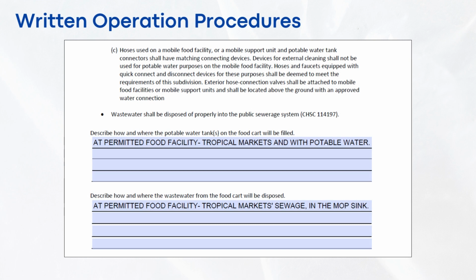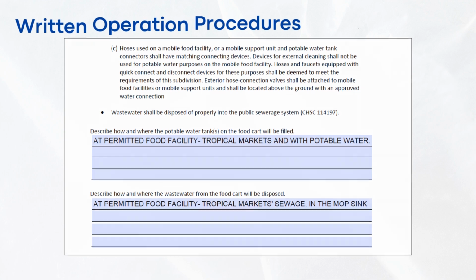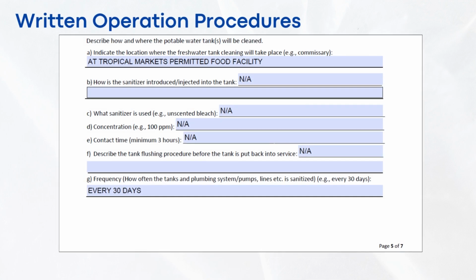On page 5, describe how and where the potable water tanks on the food cart will be filled. Then describe how and where the wastewater from the food cart will be disposed. Next, describe how and where the potable water tanks will be cleaned. A. Indicate the location where the freshwater tank cleaning will take place, such as a commissary or shared food facility. B. How the sanitizer is introduced or injected into the tank.